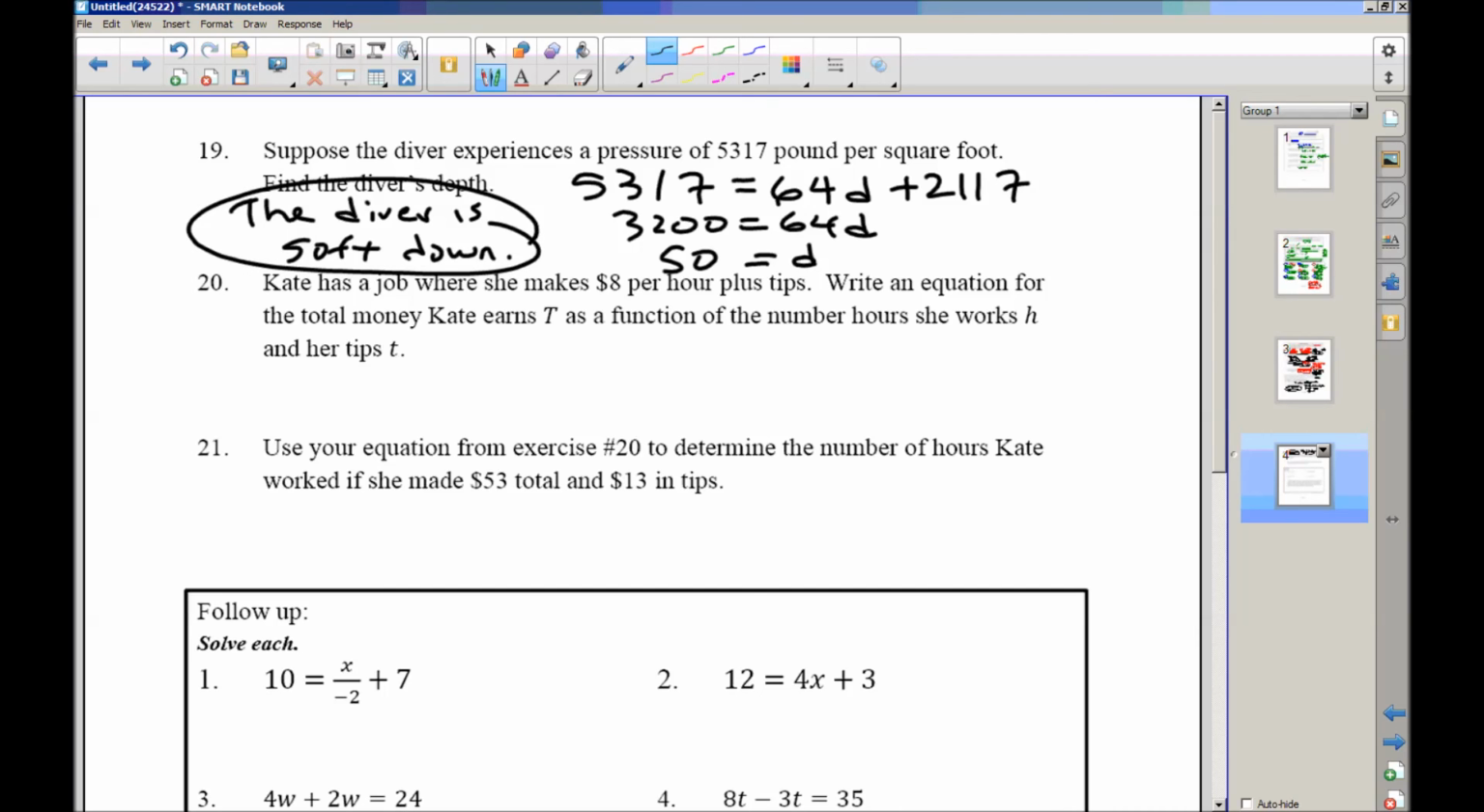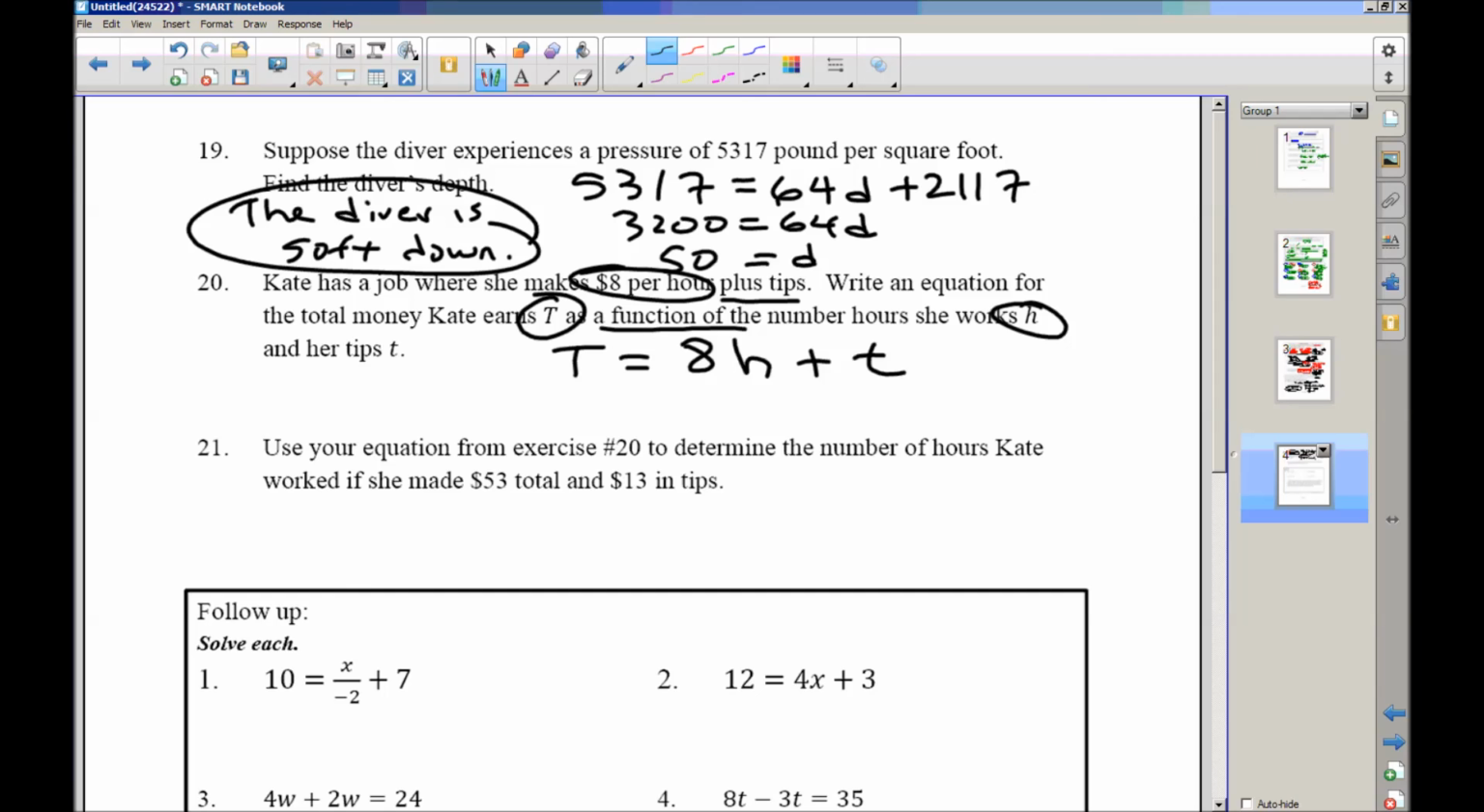Okay. All right. Kate has a job where she makes $8 per hour plus tips. Write an equation for the total money Kate earns, T. That's our output because it's a function of some other stuff. So T is supposed to be a function of some little h for the hours she worked and a little t for the tips that she earned. Now we'll look back in the first sentence. She makes $8 per hour, so that's got to go with the h. Okay, so 8h. Plus she gets some tips. Notice I put a little curly on the end of that t there, and that's so I don't confuse it with a plus.